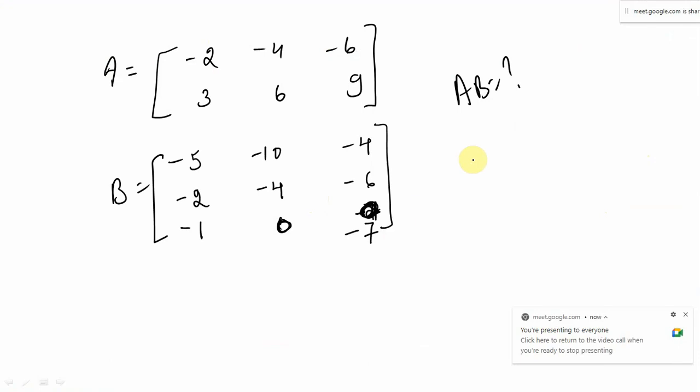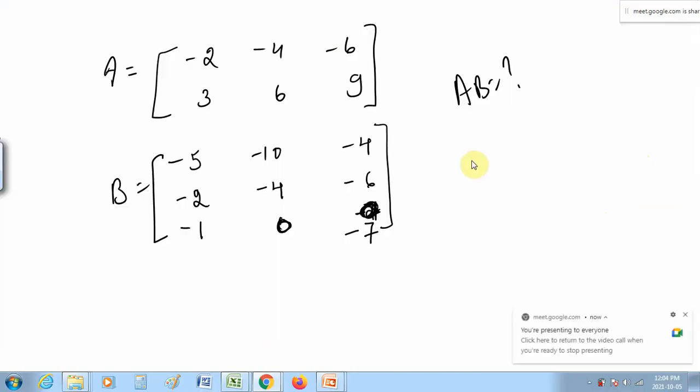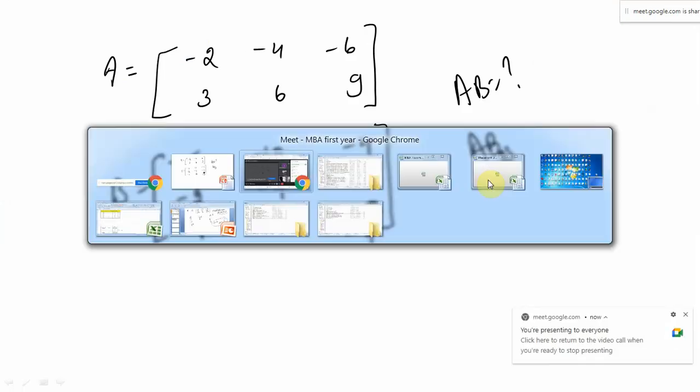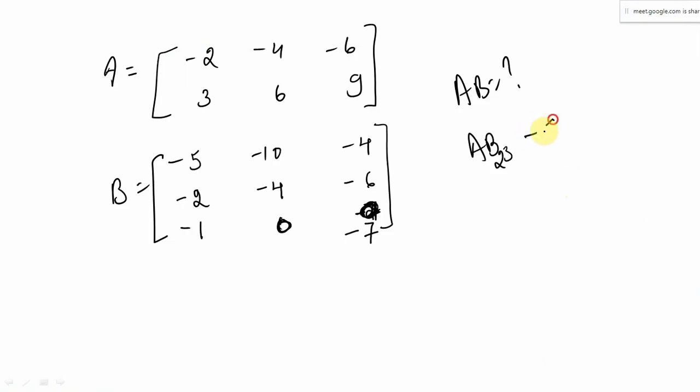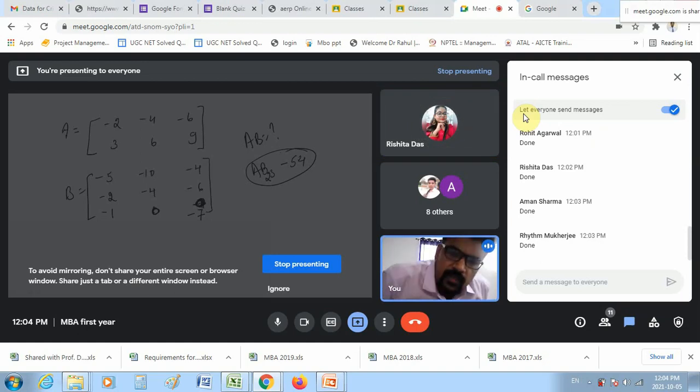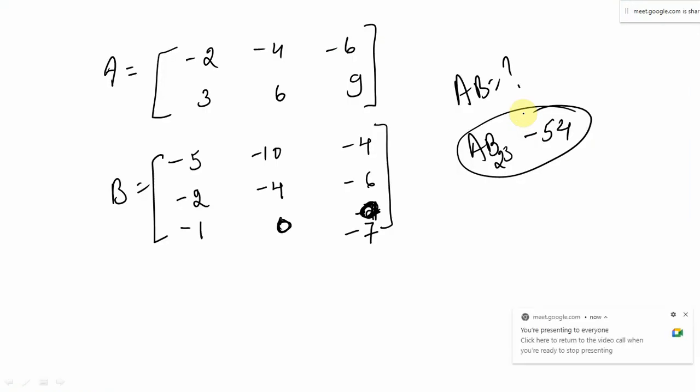Okay, so let us discuss this. Again, what is AB 2, 3? Negative 54. Then negative 111. That is why I have given the numbers in negative, because I wanted to check the concepts of plus and minus. So, okay, there is a contradiction. Negative 111.